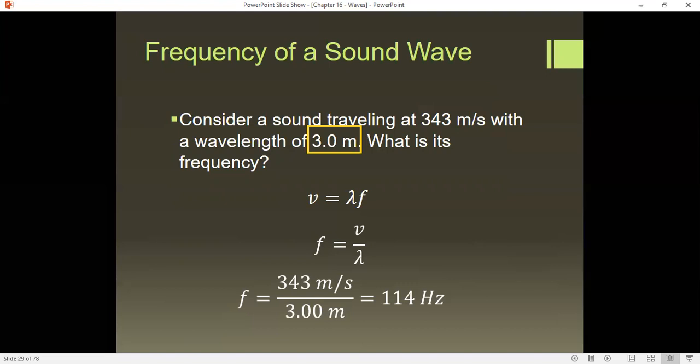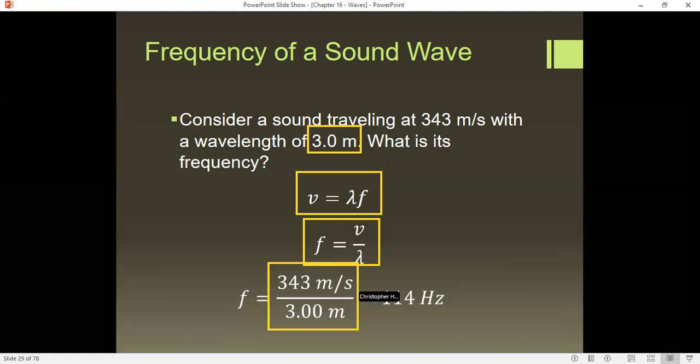All right, so we start with this equation right here. We want to solve for frequency. So we take both sides and divide both sides by wavelength. That gives us frequency is equal to velocity divided by wavelength. 343 meters per second divided by 3 meters. Meters cancel out with meters. We're left with 1 over seconds. 343 divided by 3 is 114. And that's the frequency of the wave.